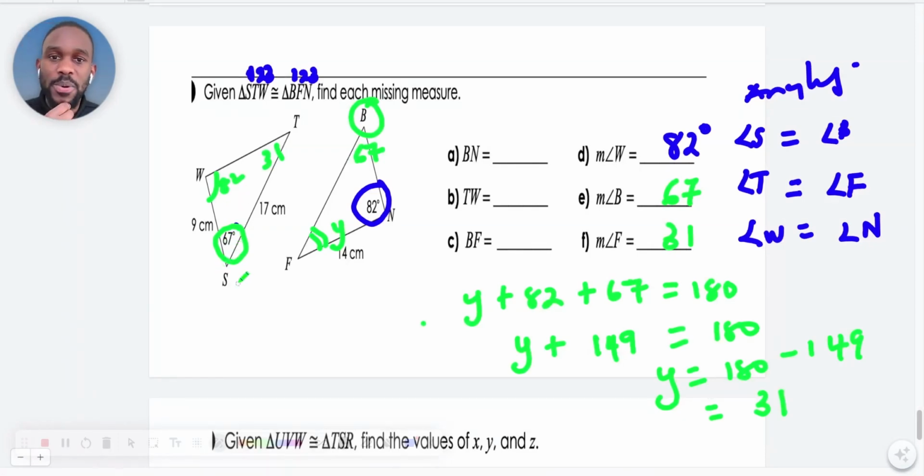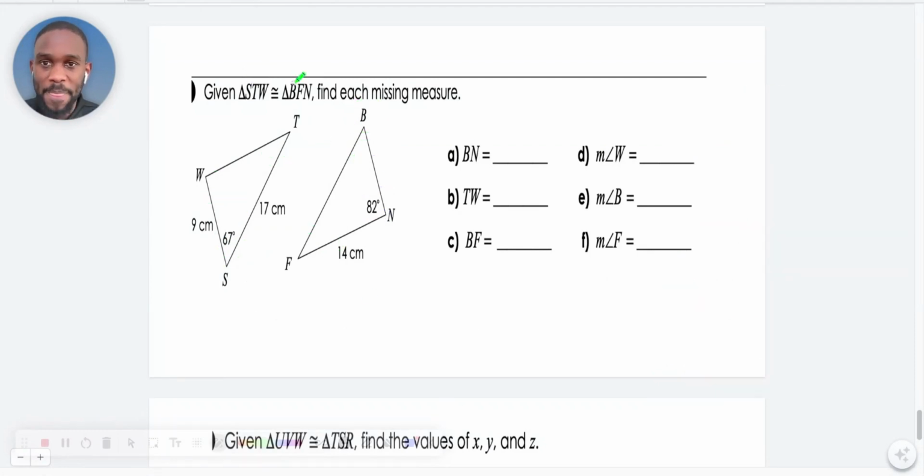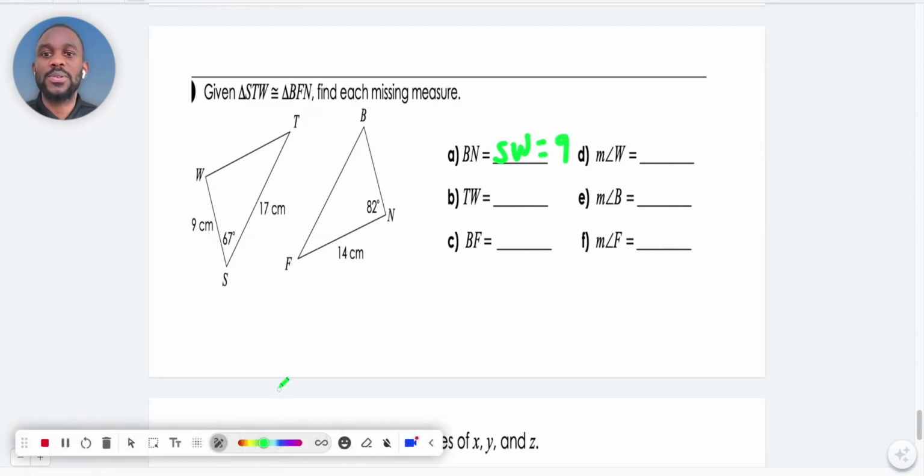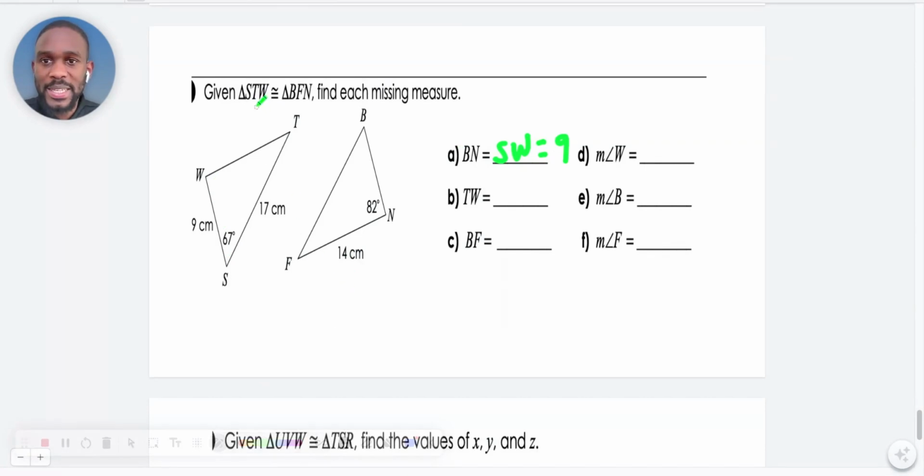Now let's look at the corresponding sides. You know how they got BN? They got the first and third, so BN will be equal to SW. Do we know SW? It's 9. So that is also 9. What about TW? To get TW, they got the second and third. TW is equal to FN. Do we know FN? We do. It's 14. So it's 14.